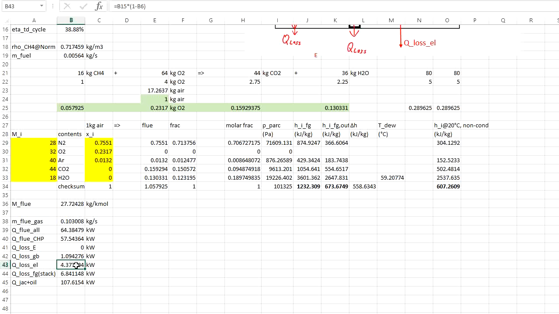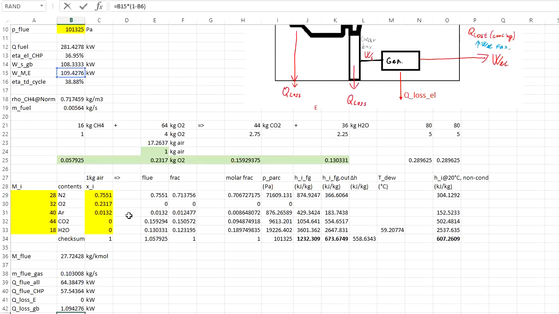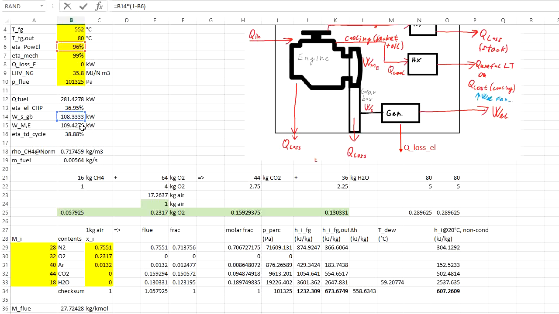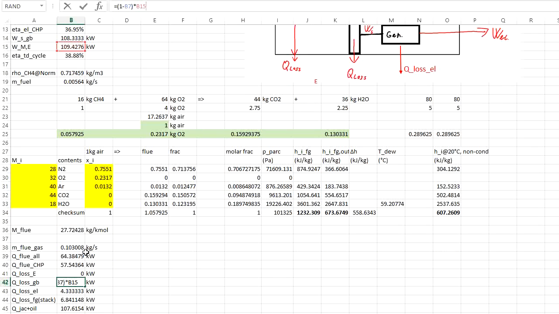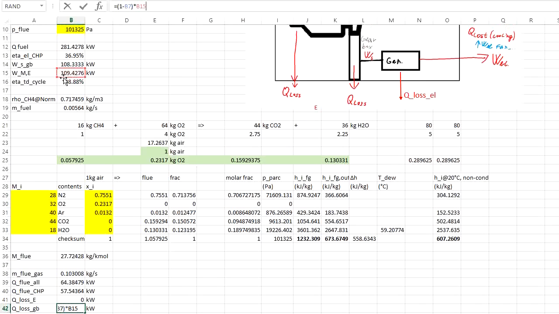And now just please note one thing: the electrical loss, I had it referenced to the wrong cell. It should be the work on the shaft after the gearbox, multiplied by the electrical efficiency, and the heat loss at the gearbox should be, as is correctly here, referenced to the work at the engine outlet.